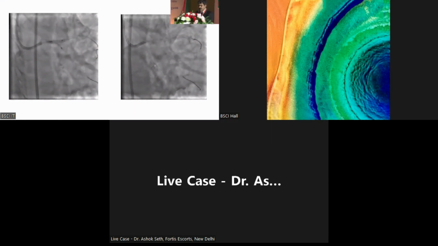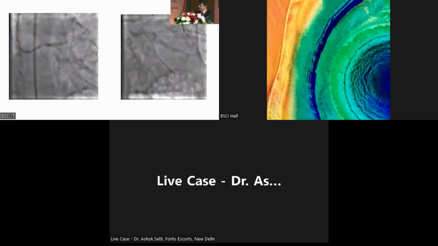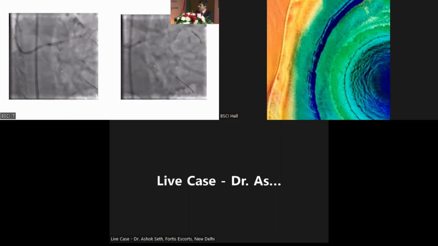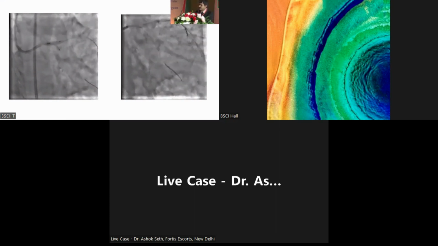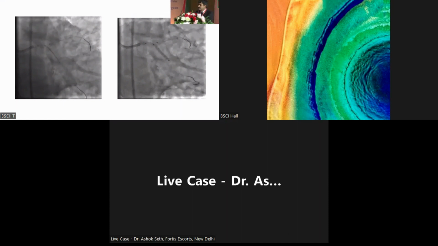Then after the final kissing balloon, this is the result. I cannot actually leave the patient with such a result. Then I have to put the stent here, and TAP technique is the best technique, I think, in such cases. Pull-out is very cumbersome.